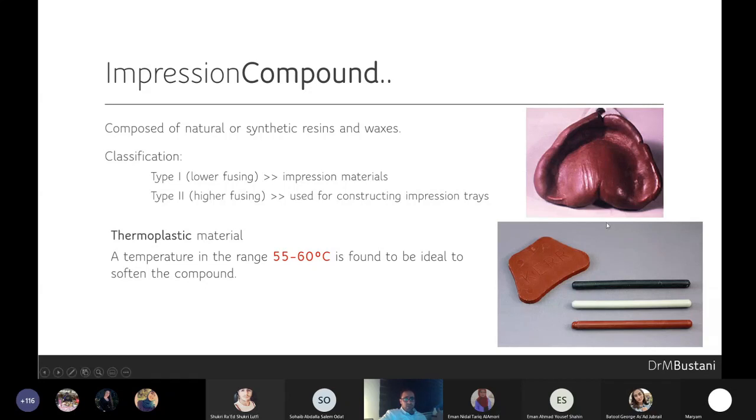As we have said, the impression compound is a reversible material, so it has no chemical reaction. It's mainly a physical reaction through heating, so the characteristic is called thermoplastic. When it's heated, it's soft; when it's cooled down, it will be hard again. The temperature range that is ideal for softening the cake compound is between 55 to 60.